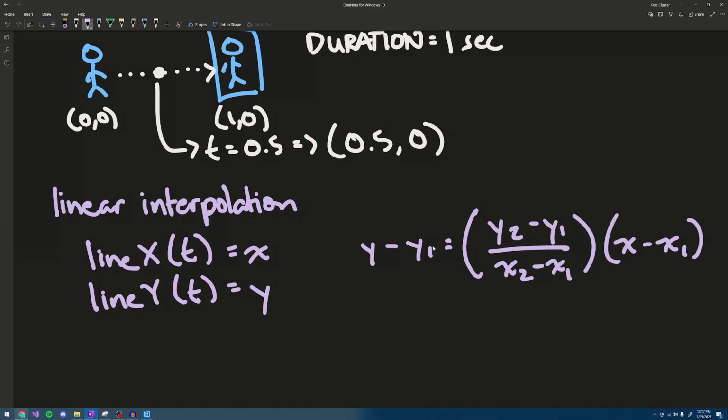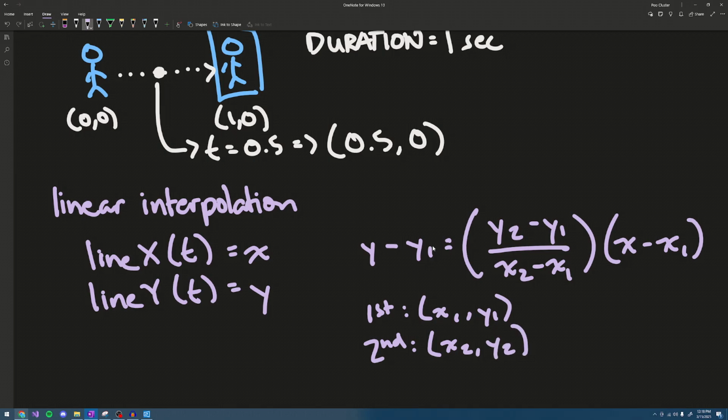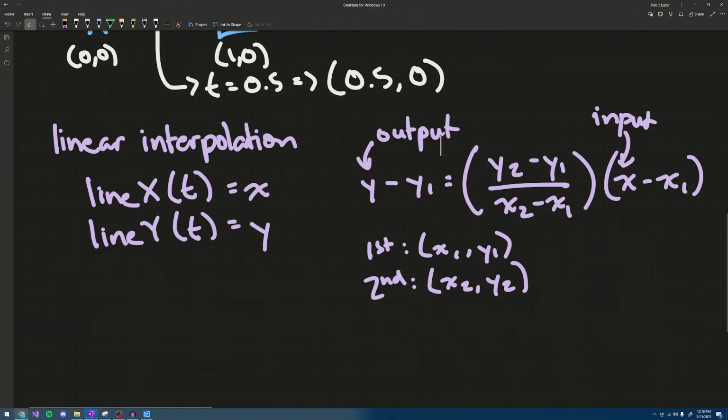Let's break it down a little bit. So where are our 2 points? Our first point is x1, y1, and our second is x2, y2. You can kind of see them labeled here, and that means that our x here is our input, and our y is the output.